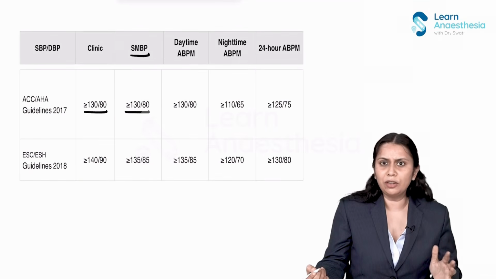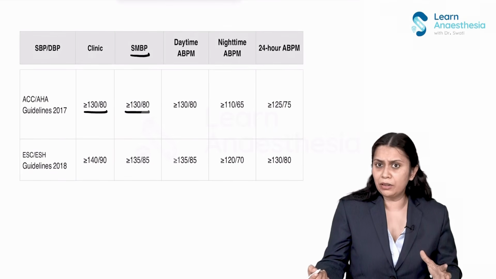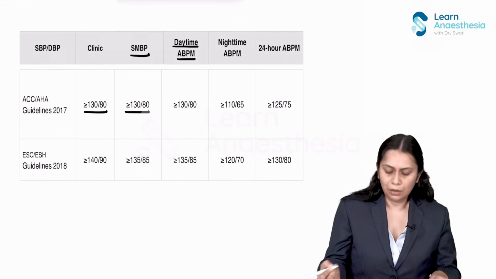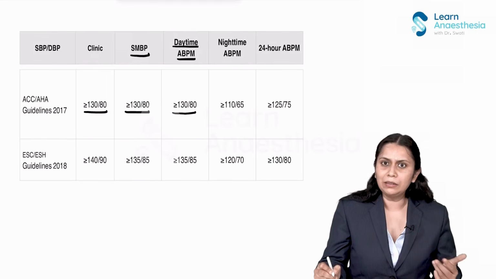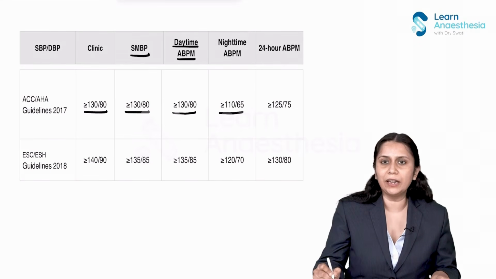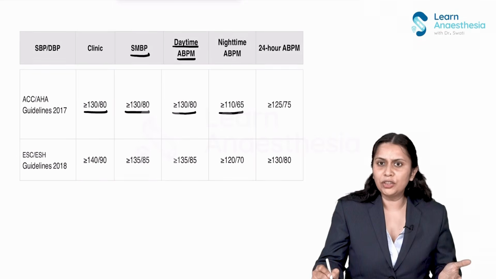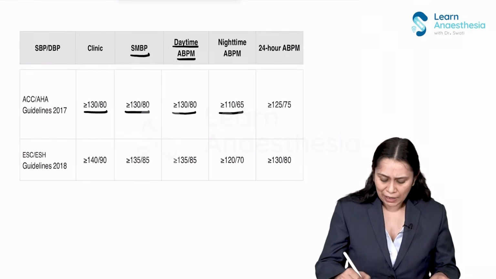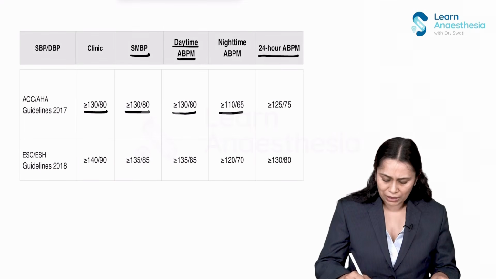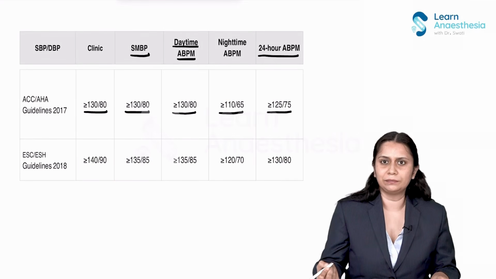is above 130 by 80 at home, consistently more than 130 by 80, then again it comes under the definition of hypertension. Then daytime ambulatory blood pressure measurement more than or equal to 130 by 80 again comes under the definition of hypertension. Nighttime ambulatory blood pressure measurement above 110 by 65 can come under the definition of hypertension, and 24-hour ambulatory blood pressure measurement more than 125 by 75 comes under the definition of hypertension.